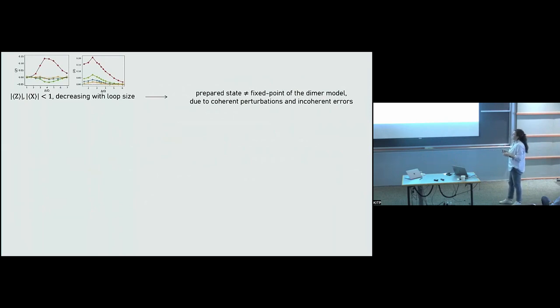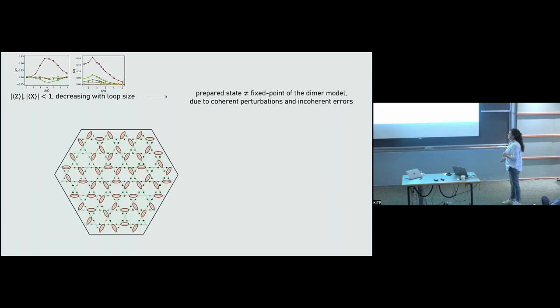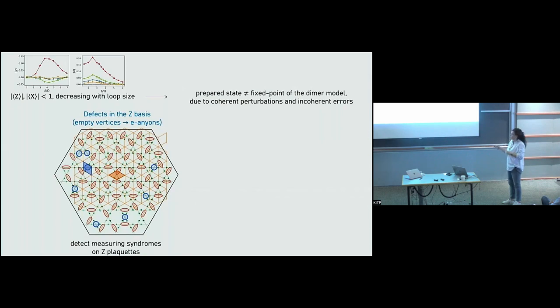So the question is, can we do something to enhance these measurements and to better detect the topological order? For example, if you look at the snapshot that I showed you before, we immediately see a few defects in the Z basis. We have these empty vertices that correspond to E anyons in the spin liquid, and we can detect them by measuring the stabilizers on the proper Z plaquettes.